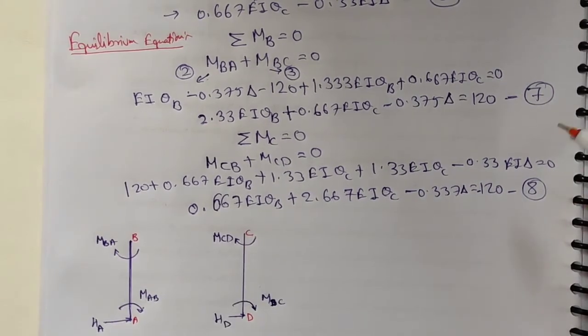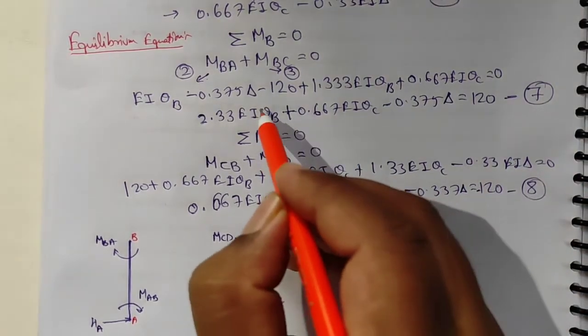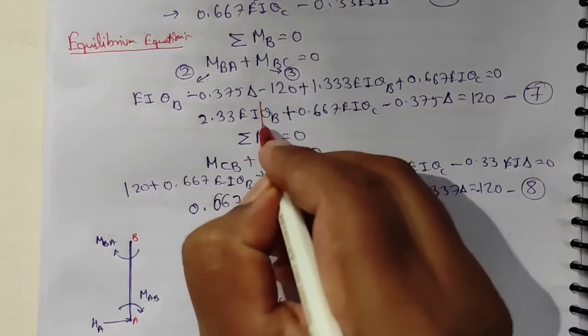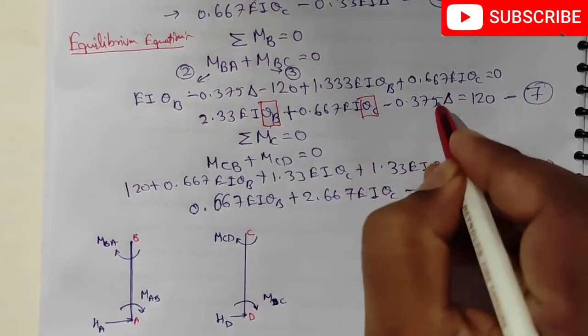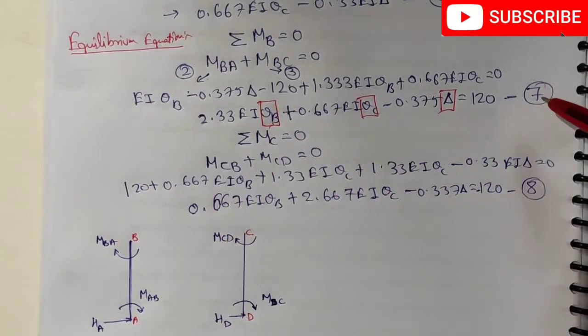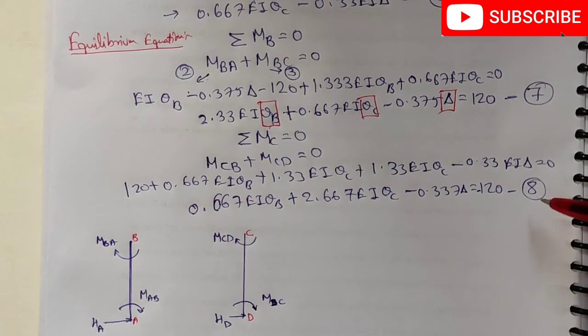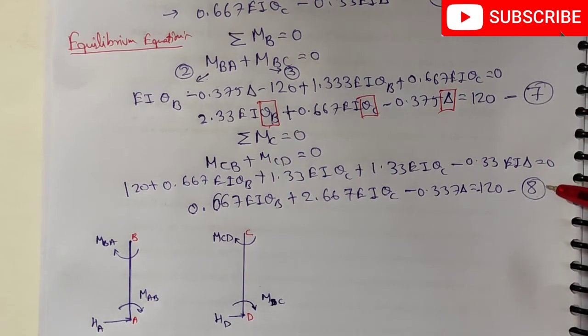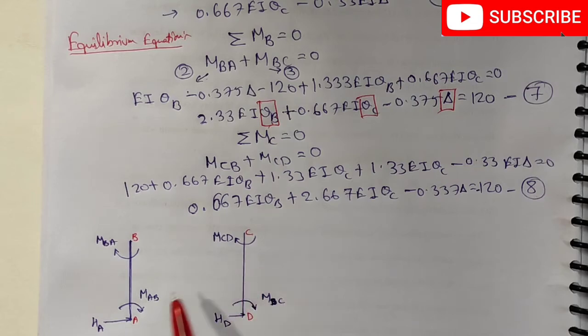Now as we can see from equation number 7 and equation number 8 that we are having three unknown values, that is theta B, theta C and del, and we are having two equations. So it will be a little difficult to resolve from here, having two equations and three unknowns. So for such a condition we will find one more equation by resolving the free body diagram of the members AB and CD and taking moments about the top joints.